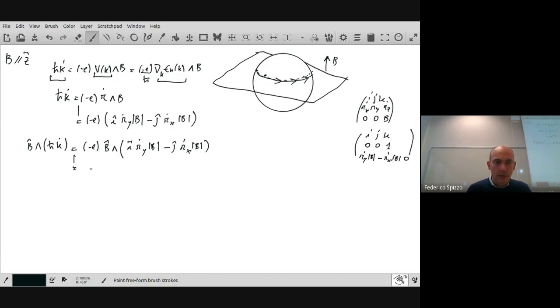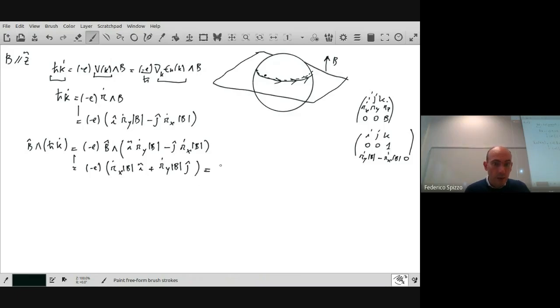So in this situation, we have minus c, and then the first component is plus r prime x b modulus e versor. Then we have the j, where we have plus r prime y b modulus j versor, and then the third component is again 0.